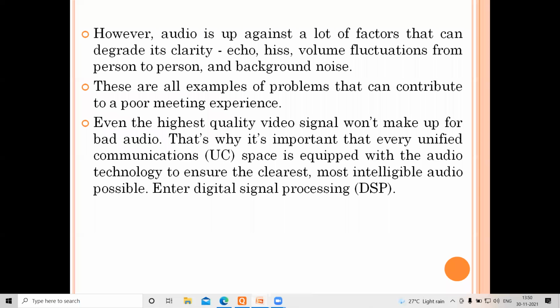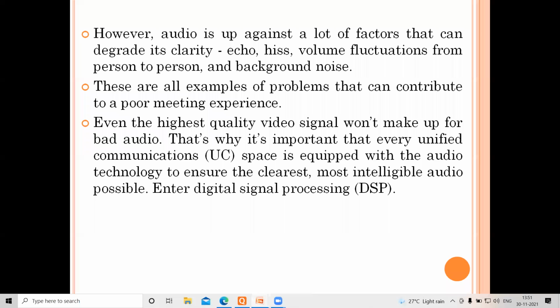When you are attending a conference and having a meeting in a group through online mode, and you are transmitting audio, these will be the problems: echo, volume fluctuations, and background noise. All these are examples of problems that can contribute to a poor meeting experience. If my audio is not clear, he'll say, I was not able to hear him, his voice was not clear, his pitch was not good, there was noise in the background. All this will be a problem.